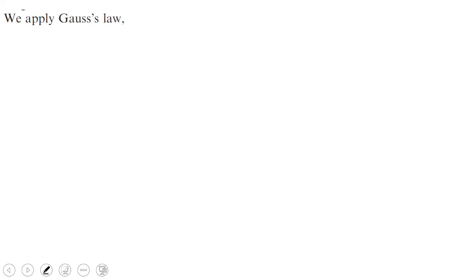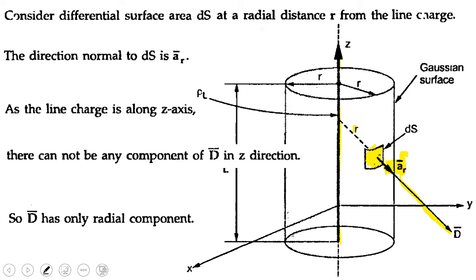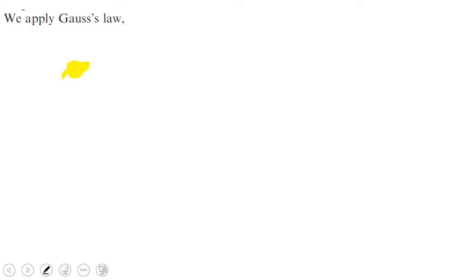So we are going to apply Gauss law. In Gauss law, Q is equal to the closed surface integral of D dot dS. Since our closed surface is a cylindrical surface, we are imagining the Gaussian cylinder. If you see the cylinder, we have three sides: side, top and bottom.